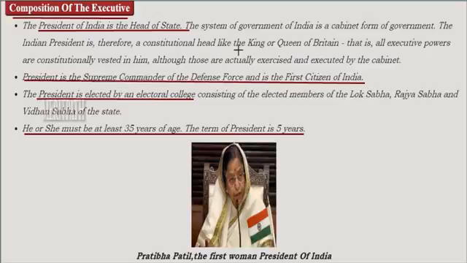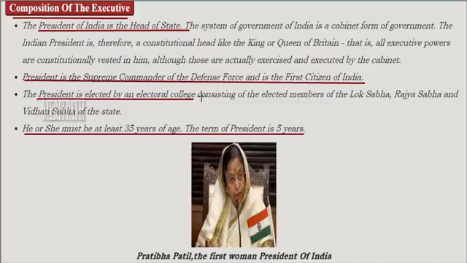The President is the Supreme Commander of the Defence Force and he is the first citizen of India. The President is elected by an electoral college which consists of the elected members of Lok Sabha, Rajya Sabha and Vidhan Sabha of the state.